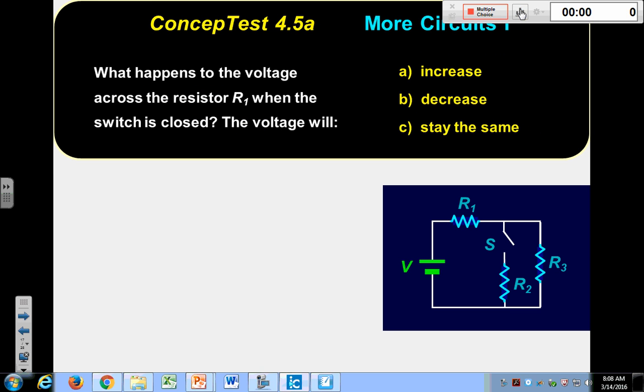What happens to the voltage across R1 when the switch is closed? Close this switch here, add in R2. What happens to the voltage there? Think about what happens to the equivalent resistance of this thing. Does it go up or down? If it goes up or down, what happens to the voltage across this thing? Does it go up or down? And then what happens as a result to the voltage across R1?